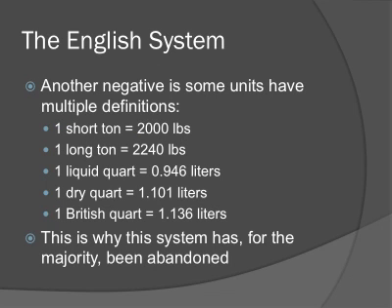Yet another negative to the English system is some units have multiple definitions. The ton is one example. We have a short ton, which is about 2,000 pounds, versus a long ton, which is 2,240 pounds. But most people just say ton. So which one are you talking about, the short ton or the long ton? There can be some confusion there.